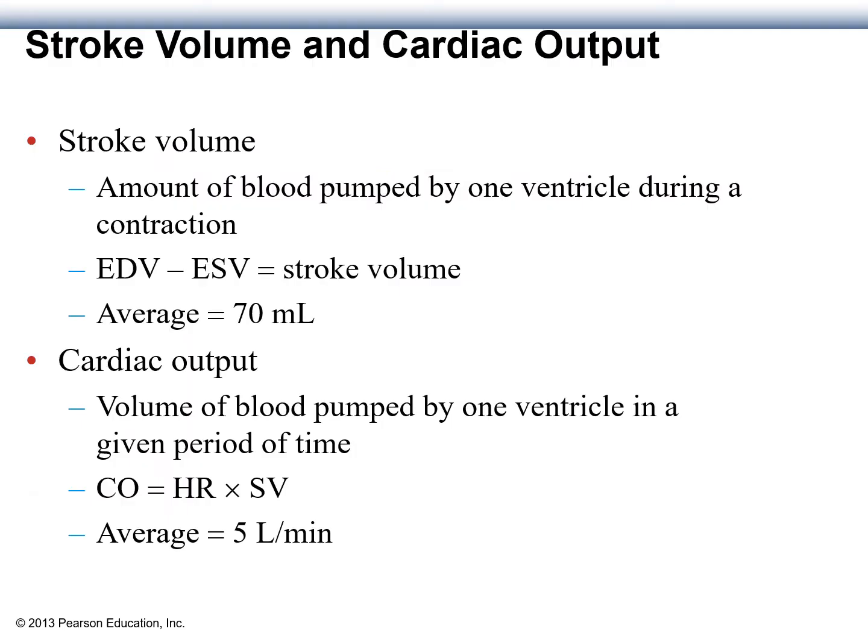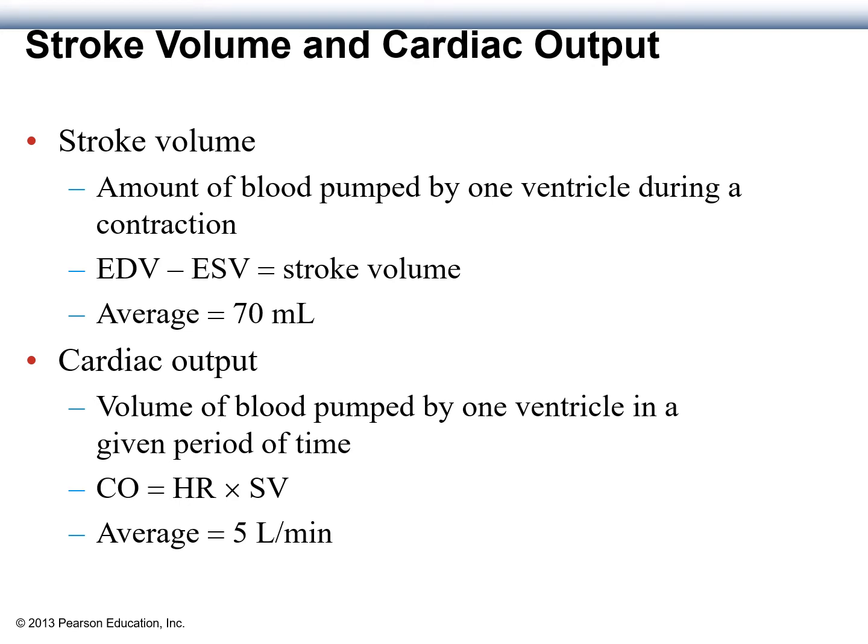Like I said before, looking at C and D, we can see C is end diastolic volume and D was end systolic volume. When we subtract the end systolic volume from the end diastolic volume, we get what is called stroke volume. Stroke volume is the amount of blood that is pumped by one ventricle during a contraction. So the stroke volume is going to average about 70 milliliters per beat. That's going to be its measurement.